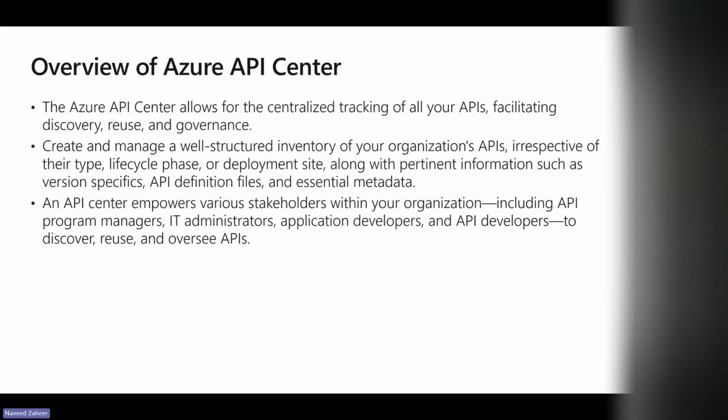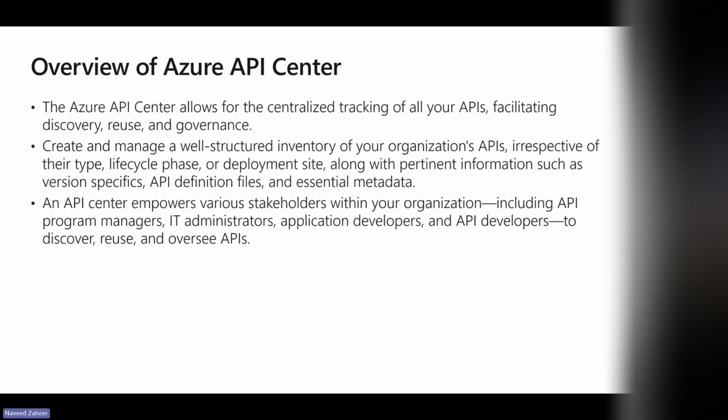Because as we know, in an organization you have APIs from different sources. You may have APIs that are hosted in API Management. You may have APIs that are running just in Functions, or classic or legacy APIs running on a VM or AKS, or there may be some third-party services that you are using, or they may be running in another cloud. So there are all these sorts of APIs.